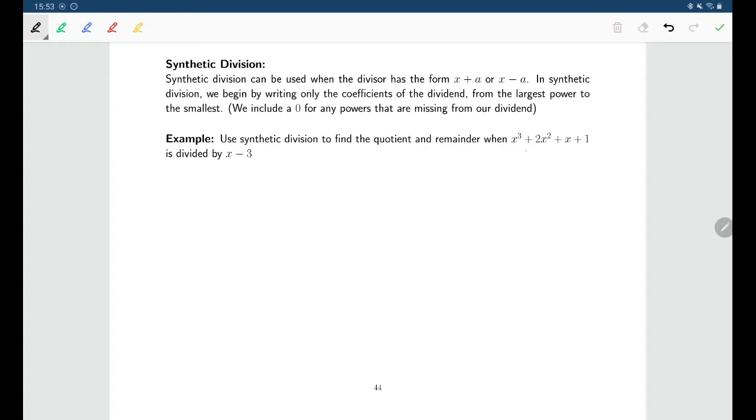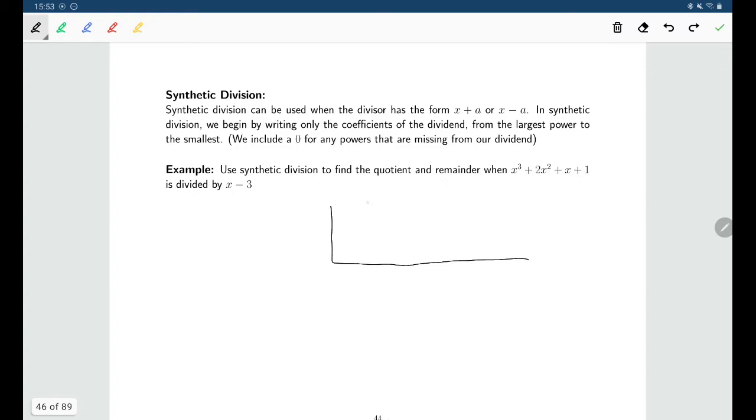Instead of writing out all of our terms, just like we did in long division, for synthetic division, we're only going to write out our coefficients. We write them in order from largest power to smallest, and this is already in standard form. So our coefficients are 1 for the x cubed, 2 for the x squared, 1 for the x, and 1 for the constant. Notice here I had one of every power of x: constant, x, x squared, x cubed.